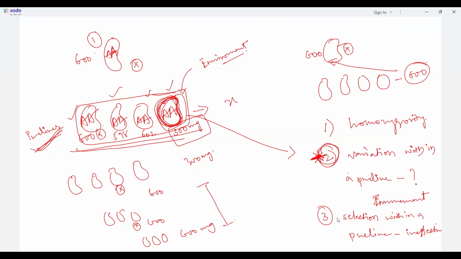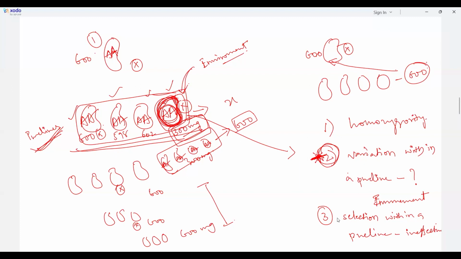Okay. So this seed has 300 mg just because of environmental factors. Whenever you again self this seed which has 300 mg, it will again produce different seeds, and when you take the mean weight of all these seeds, it will again be 600. Only because of the environment has the seed weight changed, but what did not change is your genotype, right? So all these seeds will have the similar genotype, capital A, capital A, in everything, and when you take the mean weight, it will be 600.